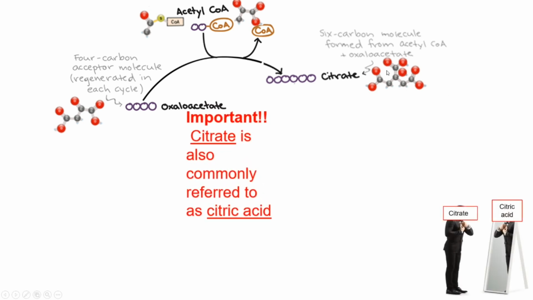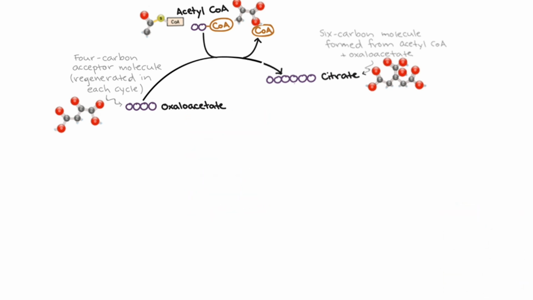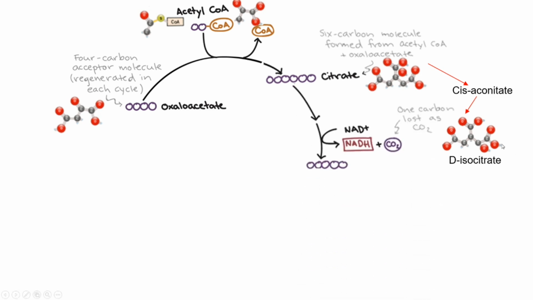One note that I want to make here is that citrate, again, is commonly referred to as citric acid. Just like how pyruvate is called pyruvic acid, citrate is also called citric acid. Both are the same thing. So citrate will then turn into a couple of intermediates. So we get cis-aconitate and then D-isocitrate. You don't really need to know any of these.